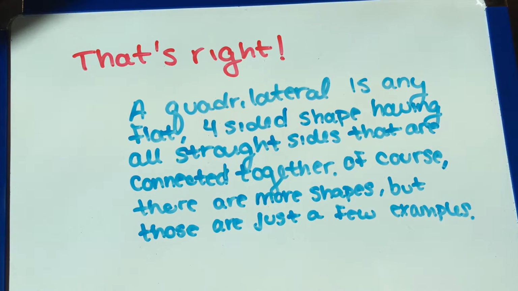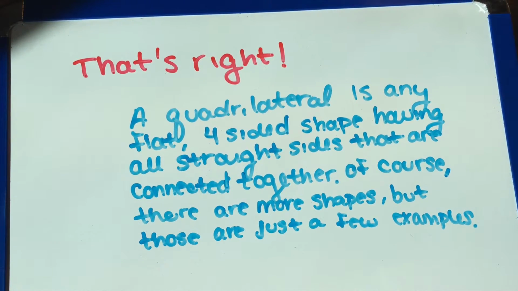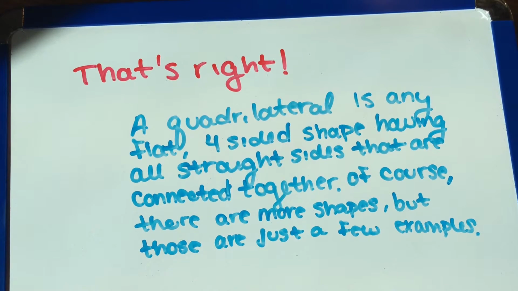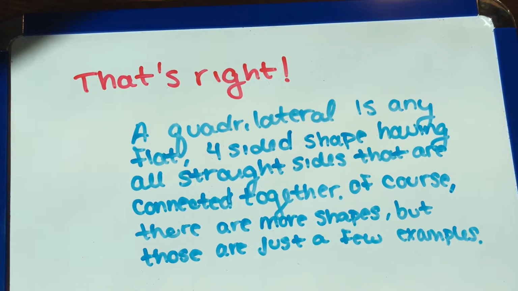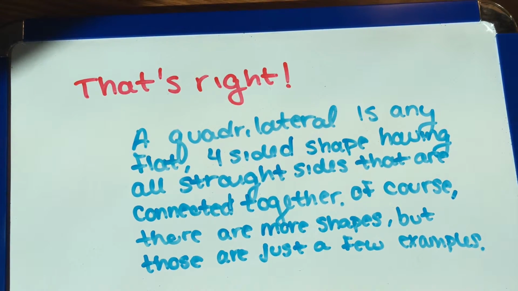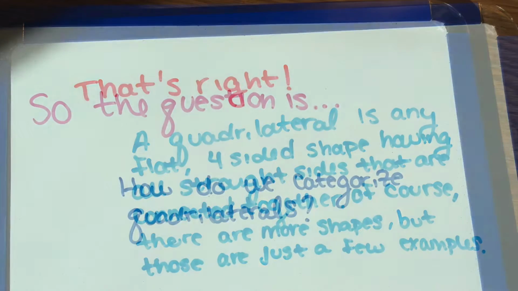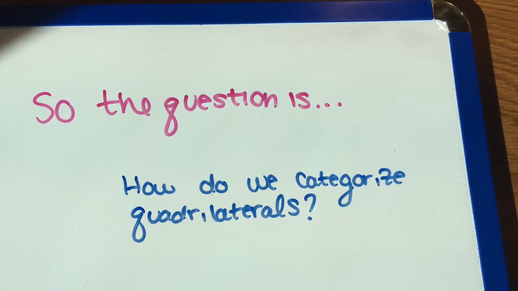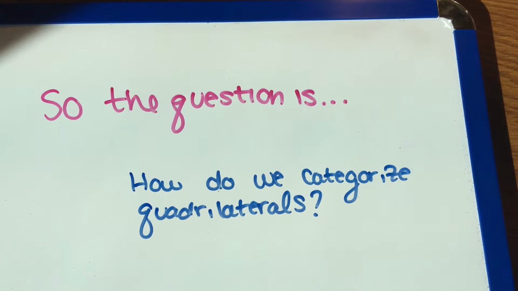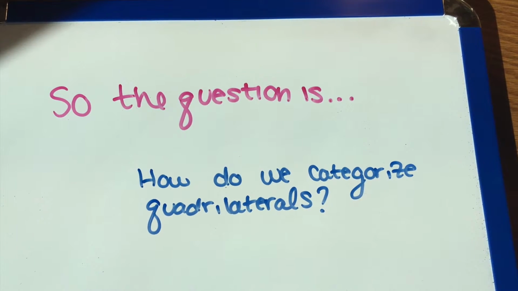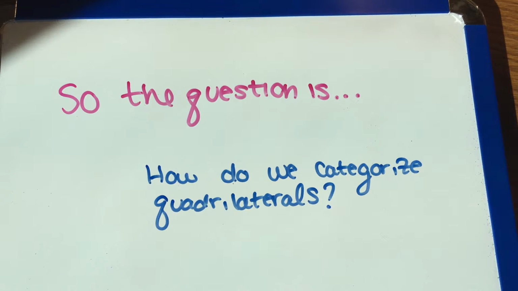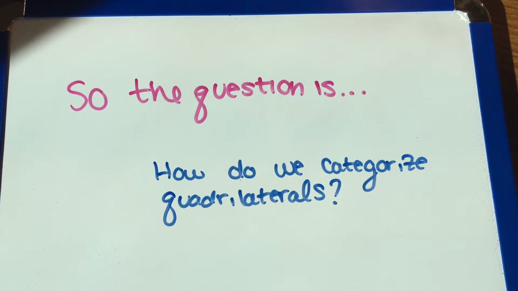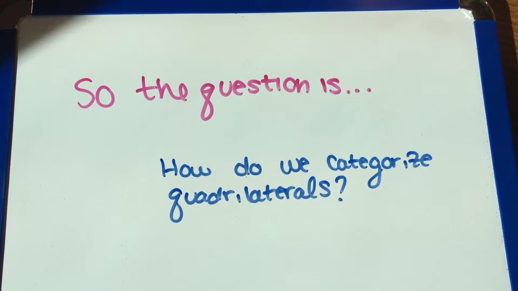That's right. A quadrilateral is any flat, 4-sided shape having all straight sides that are connected together. Of course, there are more shapes, but those are just a few examples. So the question is, how do we categorize quadrilaterals? Is it shapes, sides, angles? Remember what quadrilaterals have in common, and that's how we can begin to categorize shapes.